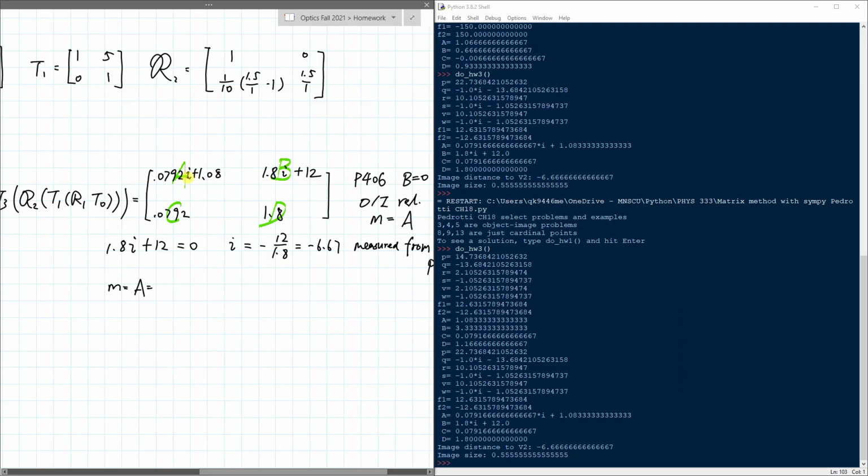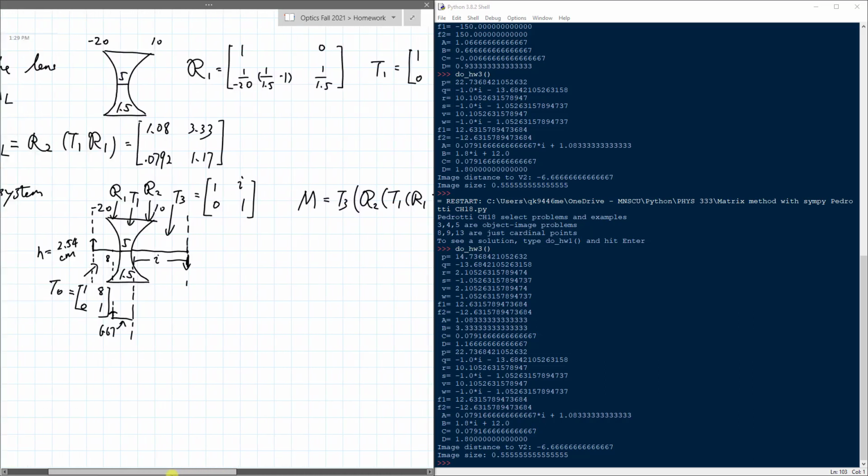Now that we know what I is, we just substitute that in, so that gets us 0.0792 times negative 6.67, so that gets us a small number, and then plus 1.08. So that substitution has resulted in a positive quantity. So this number is less than 1, and then subtract that out of the 1, then you have 0.556 as the magnification ratio. So it is right side up, roughly 55%, a little over 50% height.